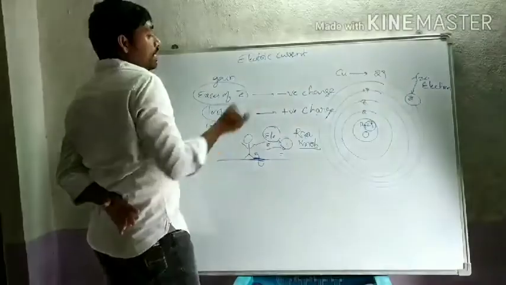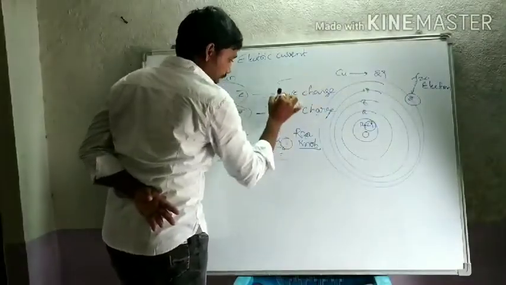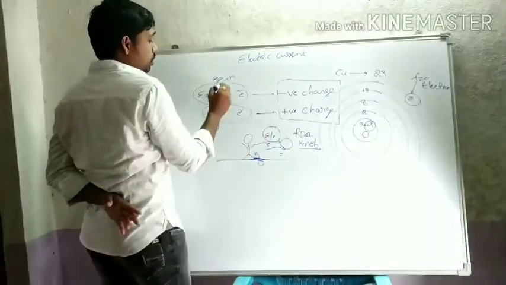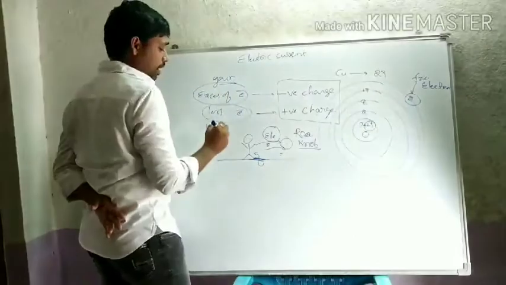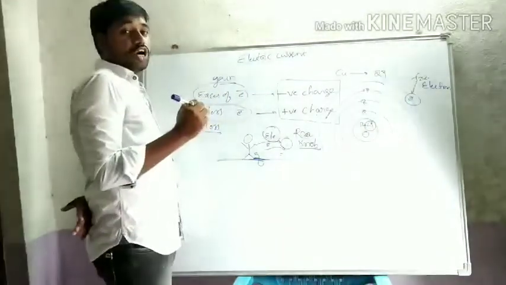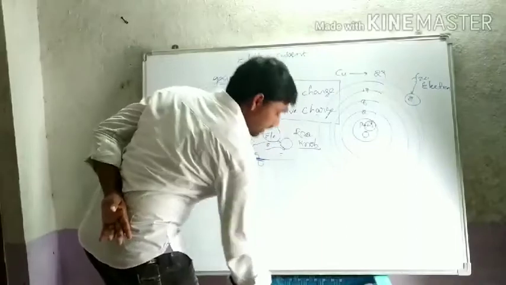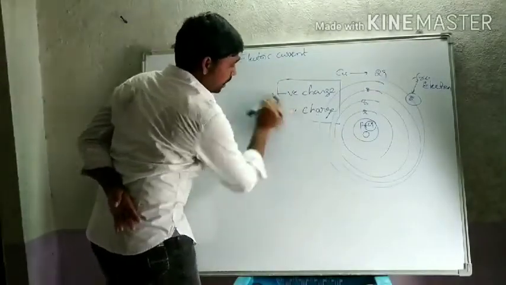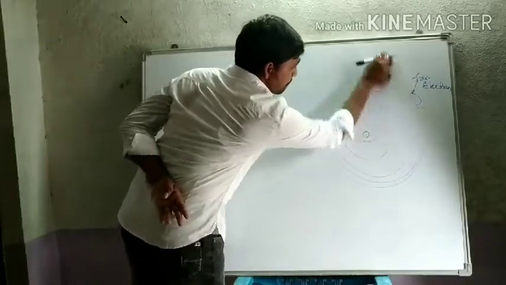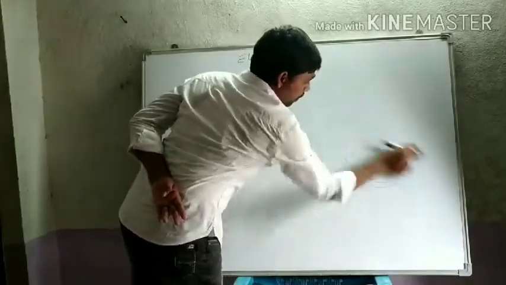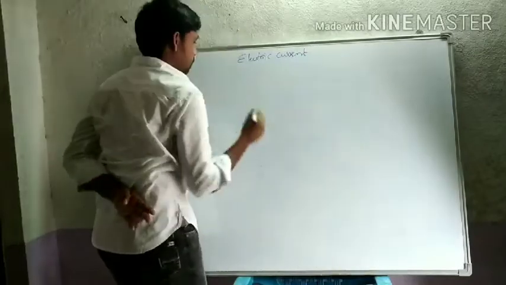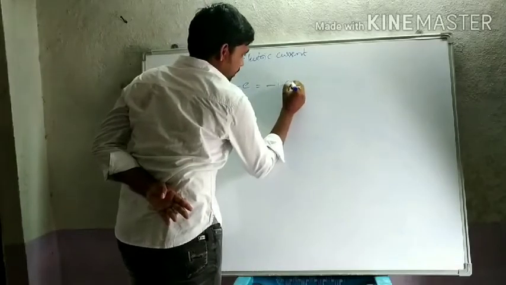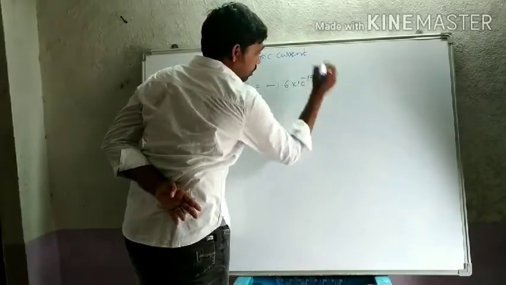Here we can say charges are basically of two types. One is positively charged and the other is negatively charged. Positive charge is nothing but a loss of electrons, and negative charge is nothing but a gain of electrons. So the electron has its value in terms of charge: the negative electron charge e is equal to minus 1.6 into 10 to the power of minus 19 coulombs.